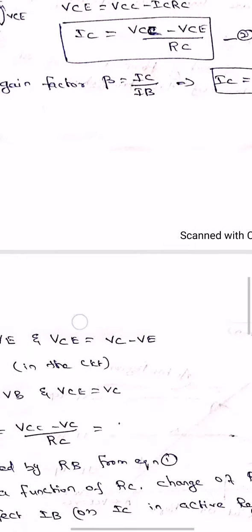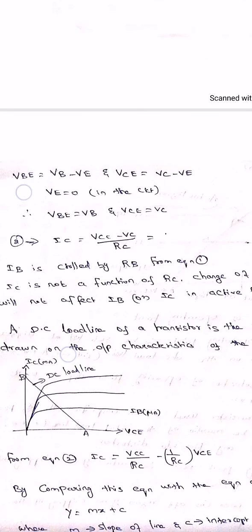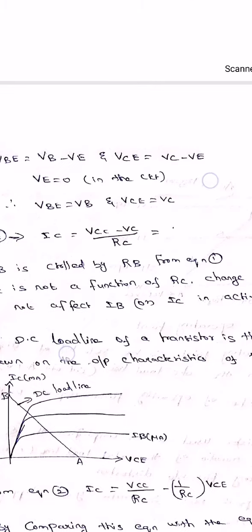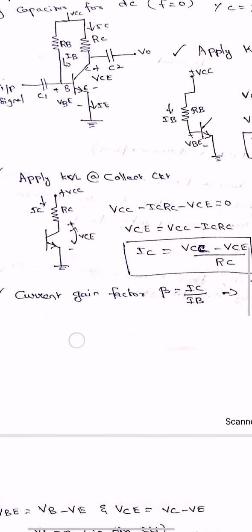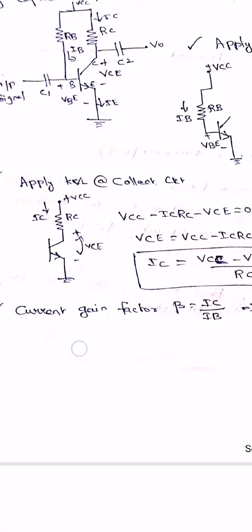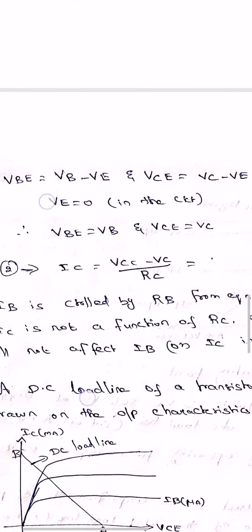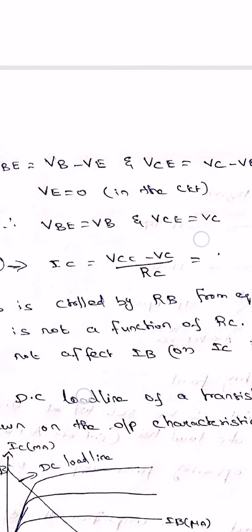Right? So next one, the base emitter voltage. Base emitter voltage VBE is nothing but base voltage minus emitter voltage. Likewise, the collector emitter voltage VCE is equal to VC minus VE. But in a fixed bias circuit, there is no emitter voltage, so we consider the emitter voltage as 0. So from that, the base emitter voltage becomes the base voltage and the collector emitter voltage becomes the collector voltage.